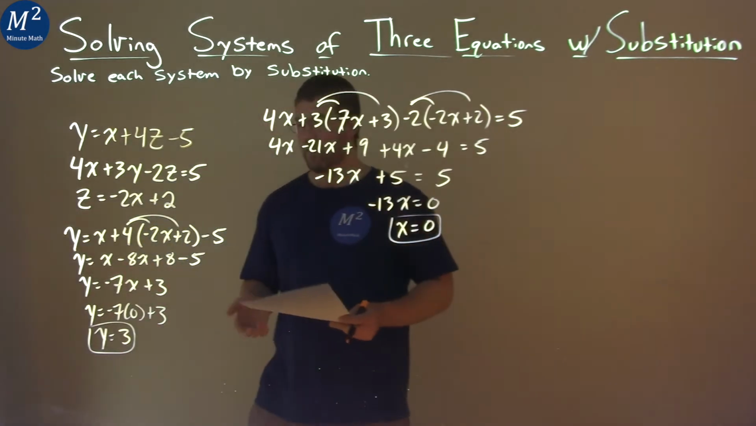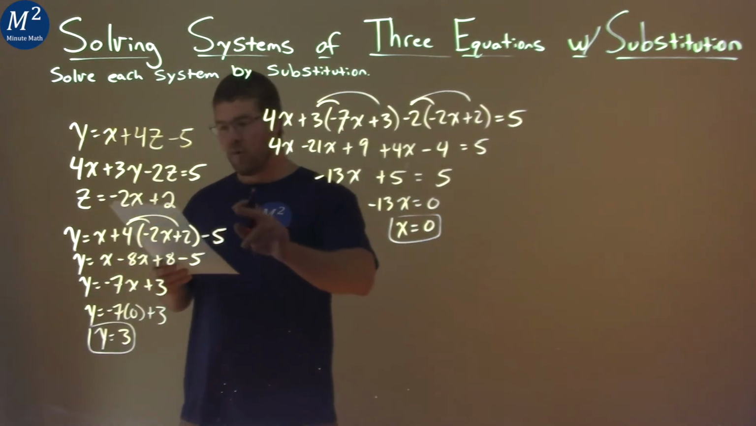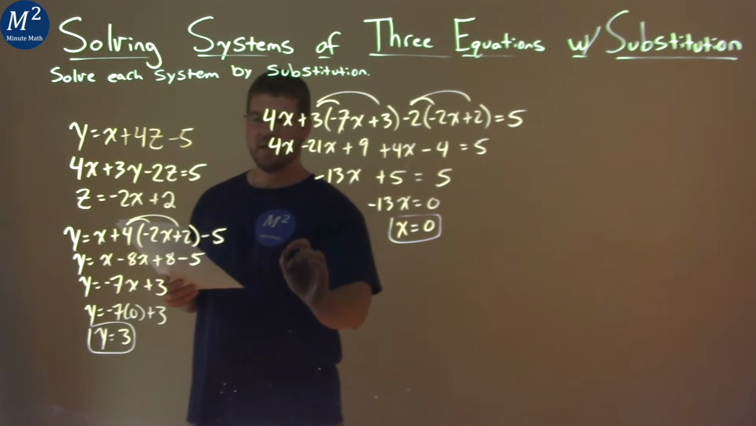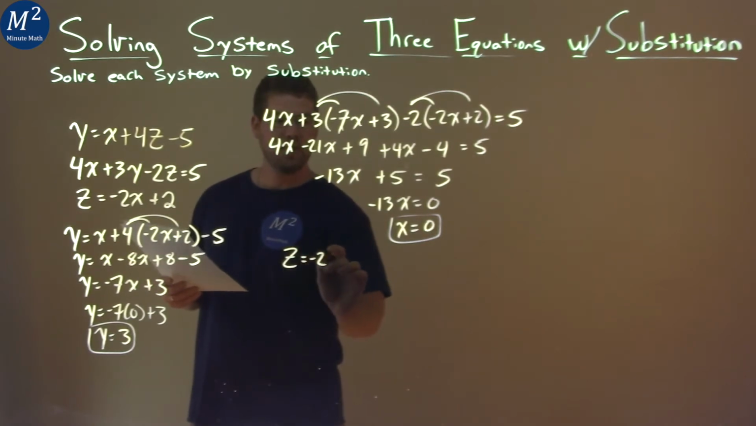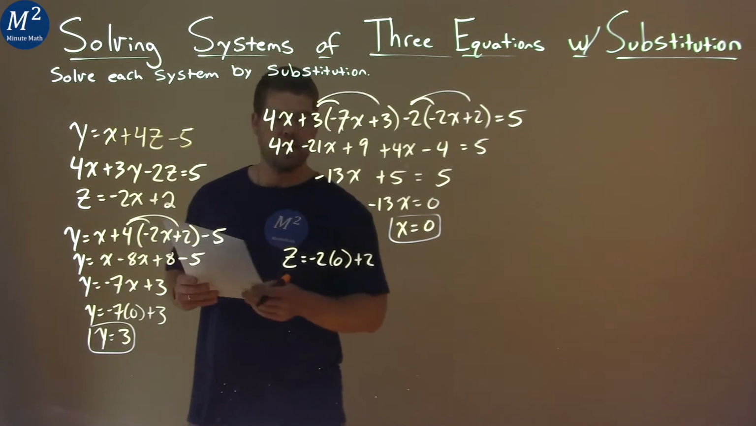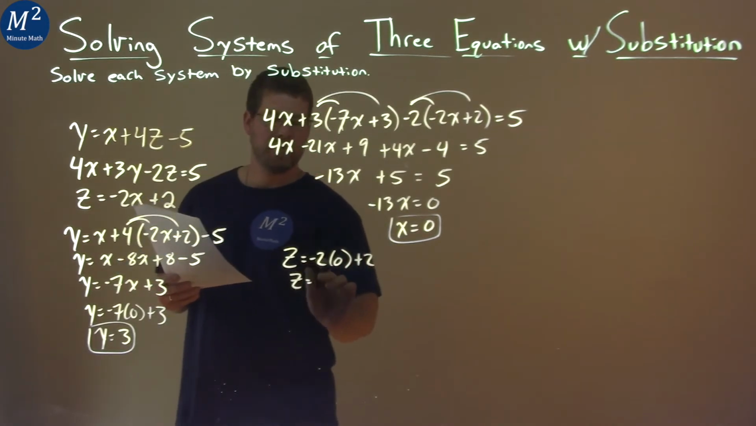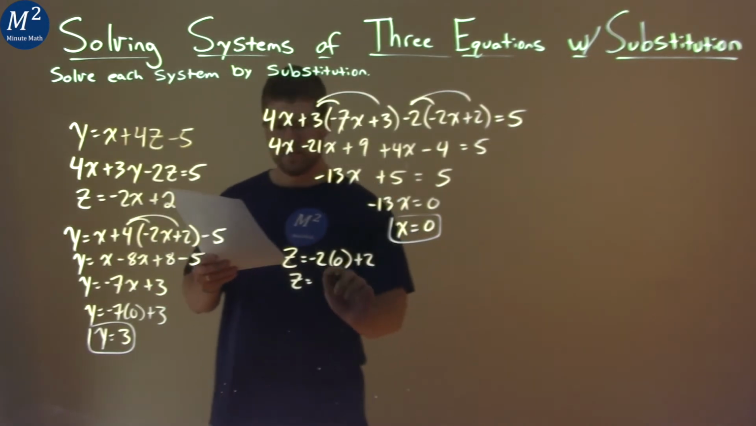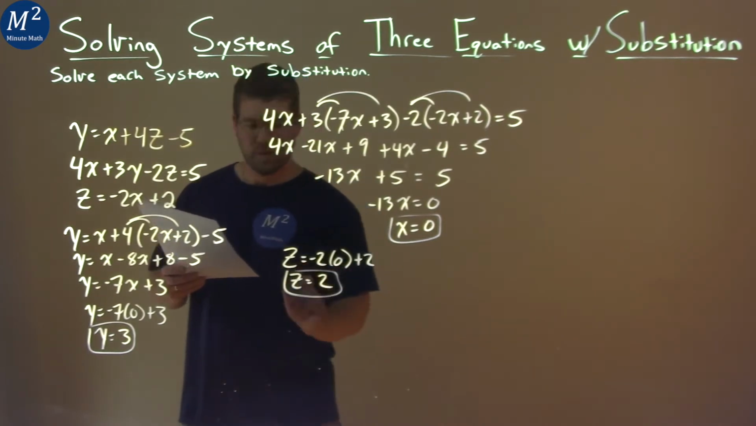Well, we have x, we have y. Let's go find our z. Our equation for z they gave us was z equals negative 2x plus 2. And instead of x, let's put 0 in. Negative 2 times 0 plus 2, and, well, this is easy now. Negative 2 times 0 is 0, plus 2 is 2. So z equals 2.